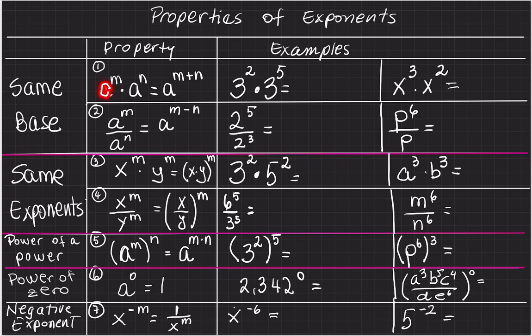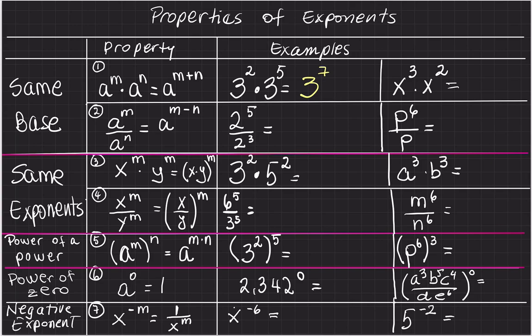If you have the same base and different exponents and it's multiplication, what you're going to do is keep the base and add those exponents. So let's see an example. Here we have the same base, which is 3, and its multiplication. So we're going to keep the base and add those exponents. 2 plus 5 is 7. So it would be 3 to the power of 7.